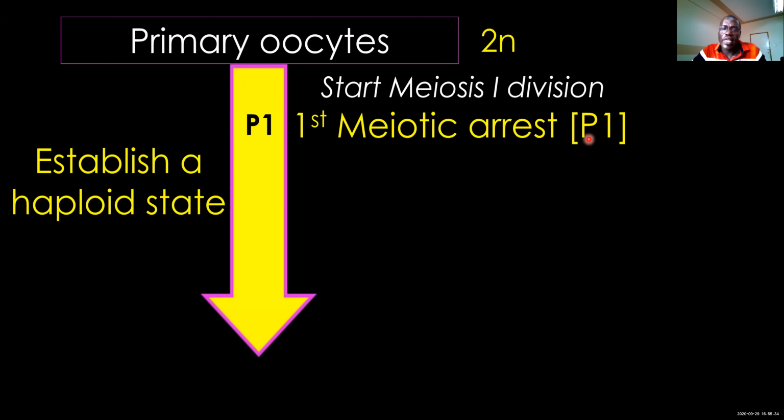What facilitates this arrest? The arrest is made possible by the follicular cells. The follicular cells are the ones that secrete a factor known as oocyte maturation inhibitor. The oocyte maturation inhibitor inhibits the maturation of the oocyte. That chemical is secreted by the follicular cells. Those follicular cells that surround the oocyte are the ones that inhibit it.